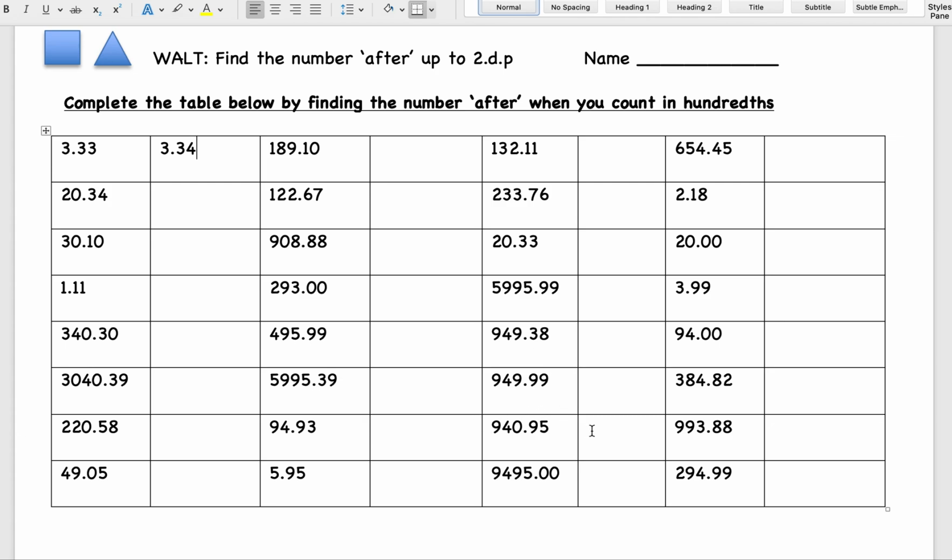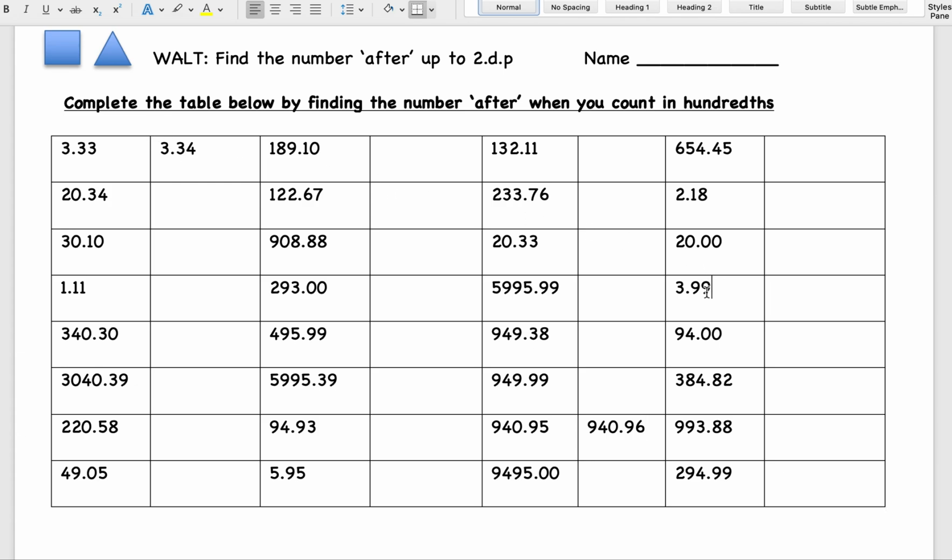Maybe we'll go down here. We'll look at this one, 940.95. Find the number that comes after. Remember, we're doing after today, not before. And we're going to count in hundredths. So this is the hundredths column. 5 hundredths plus 1 hundredth is 6 hundredths. So you need to work through all of these, adding in the number to the right hand side, in the box to the right hand side.